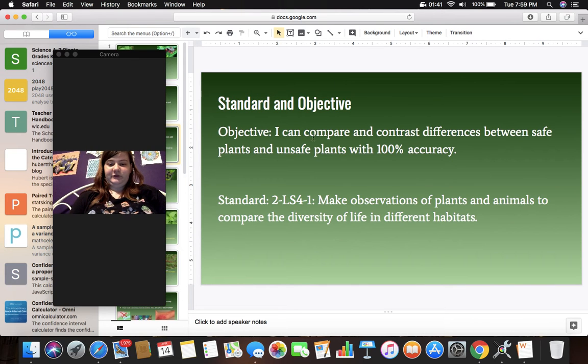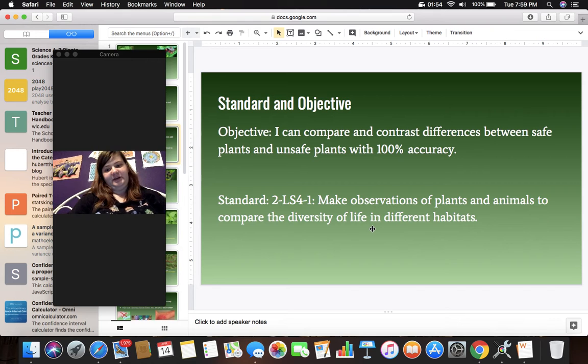For this lesson, we'll be learning how to make observations of plants so that we can compare the diversity of life in other habitats. By the end of this lesson, you should be able to compare and contrast differences between safe and unsafe plants with 100% accuracy. So, let's get started. There are 3 ways that a plant can be unsafe.